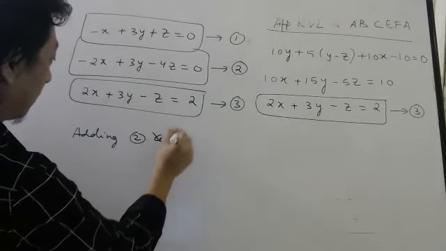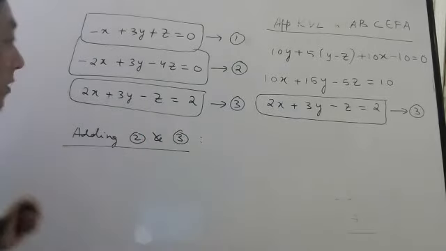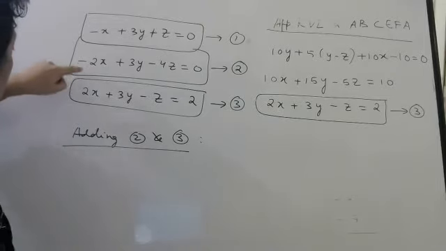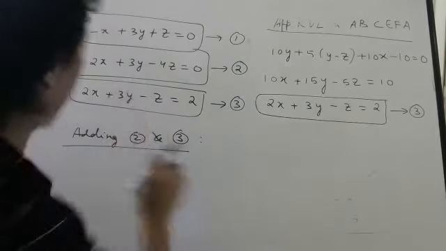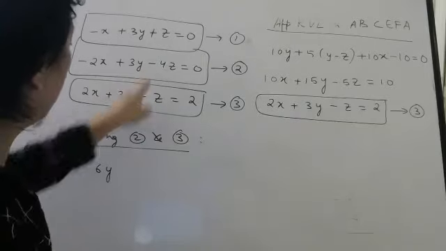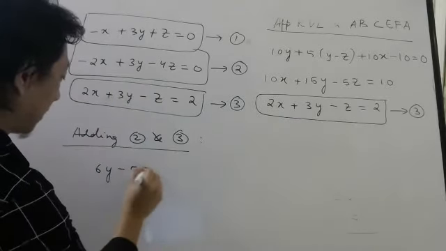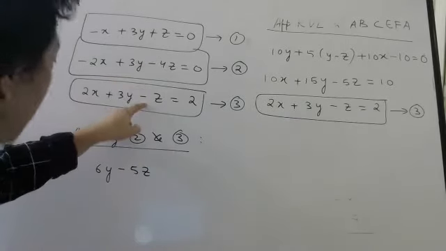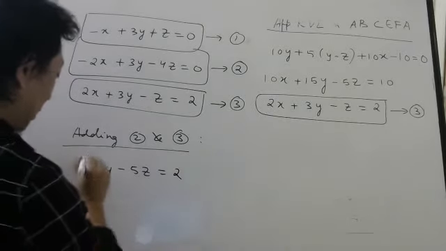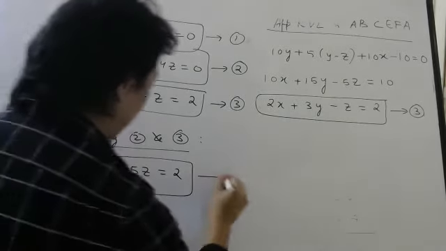equation 2 and 3. Why am I doing this? That way I can remove x. So if I add these two, what will happen? Minus 2x plus 2x cancel. 3y plus 3y, 6y. Minus 4z minus z, minus 5z. I'm adding, remember, this plus this. And 0 plus 2, 2. So I got one equation with y and z.